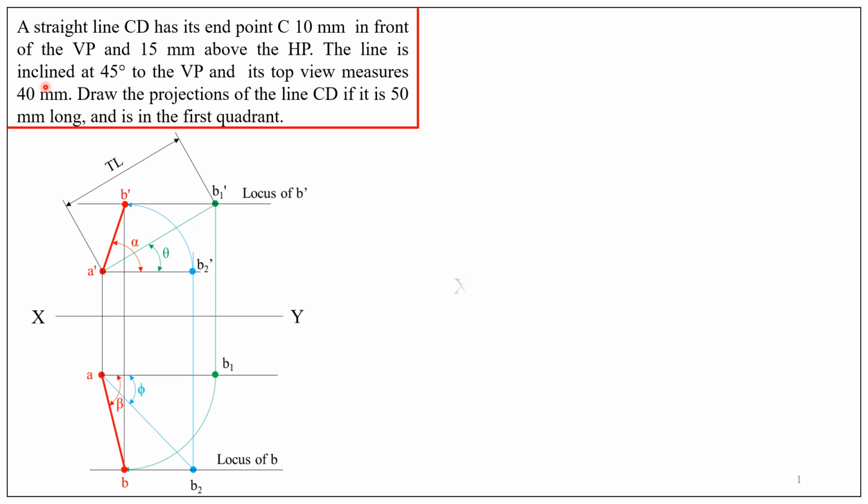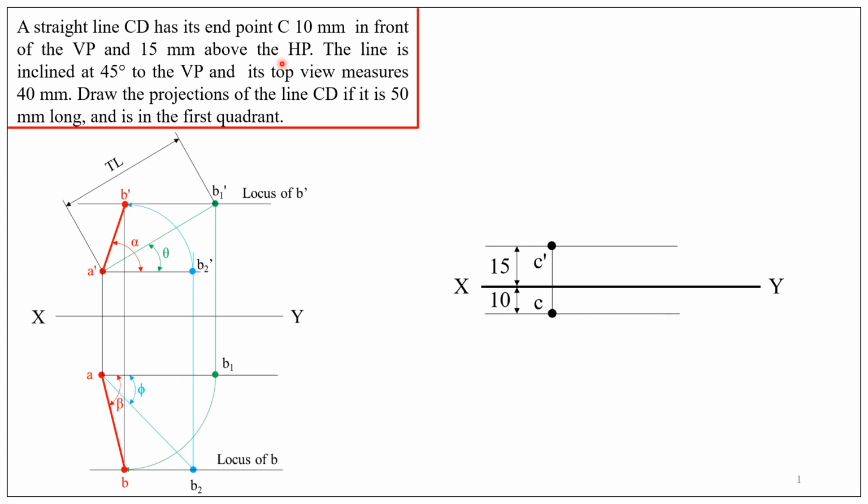For that, first draw the XY line and then mark the point C, because the data about point C is given, which is 10 mm in front of VP and 15 mm above HP. Therefore, mark point C dash, that is the front view, at a distance of 15 millimeters above XY. Definitely the top view of point C will come directly below C dash. Therefore, draw a perpendicular and below the XY line mark a point C at a distance of 10 millimeters. So C dash and C correspond to A dash and A, or it is analogous to A dash and A.